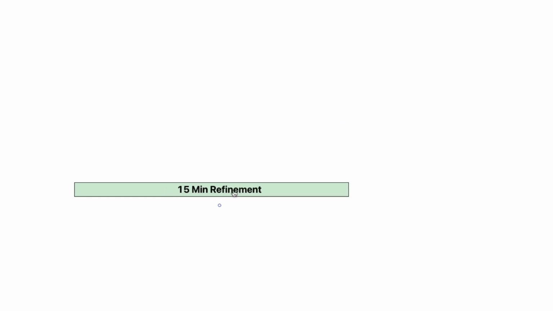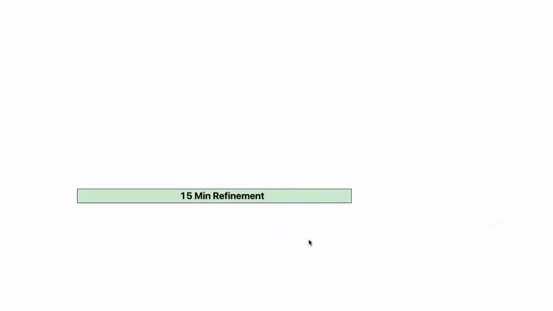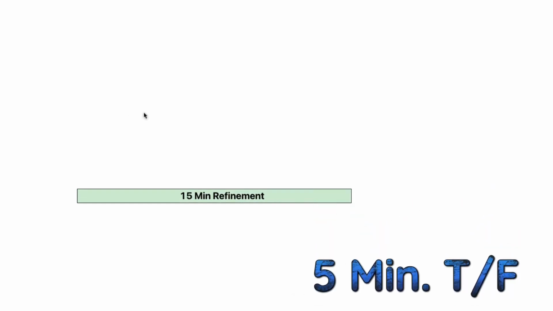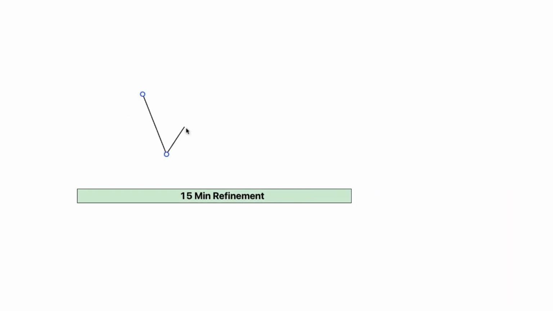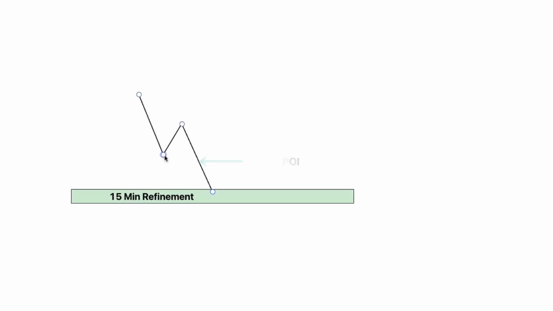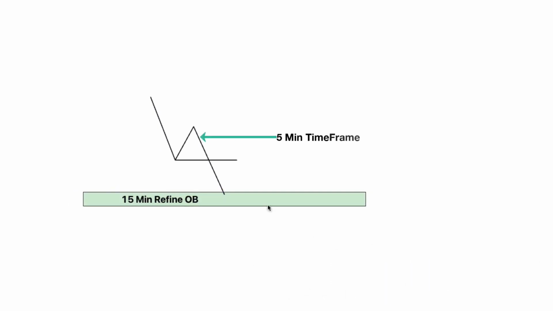Alright, so now that we have a refined POI, which is an order block here, we want to go to the 5-minute time frame, and when price is coming back into our POI, we want to see an ABC pattern, or a turtle soup pattern, whatever you want to call it. So we have the ABC, and the C leg goes into our refined POI. The theory behind this is that we take out this liquidity, or you could call it inducement as well. So we have a turtle soup or ABC pattern, and the C leg, the last leg after the inducement, goes into our 15-minute refined order block. This is on a 5-minute time frame.